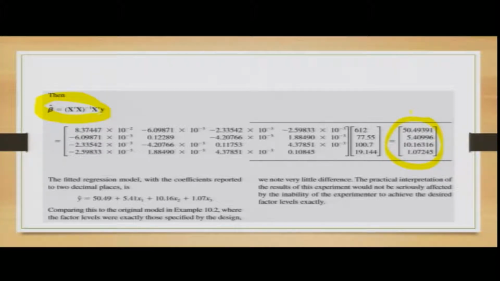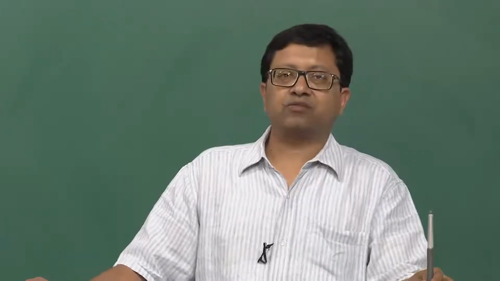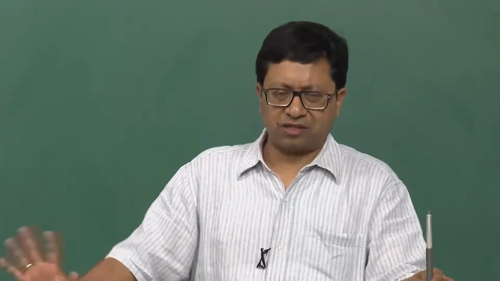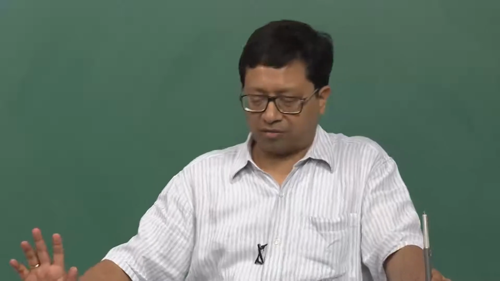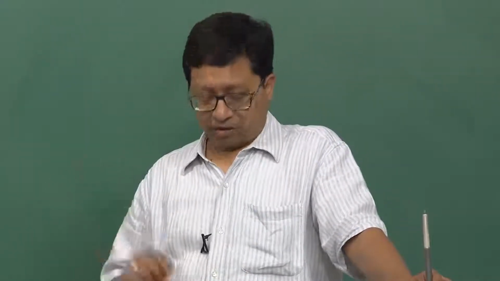Comparing this with the original model, where the factor levels were exactly those specified by the design, we note very little difference. The practical interpretation of the results of the experiment would not be seriously affected by this. Hence, we are able to utilize this model convincingly. So, even if there is inability on the experimenter's side, like missing data, or the machine was not working to measure it, or there was a temperature difference, still there is no problem, because the errors are very small. Errors with respect to the betas and the error terms.